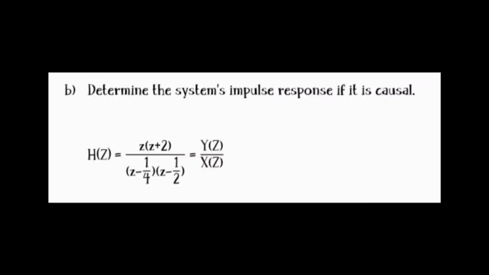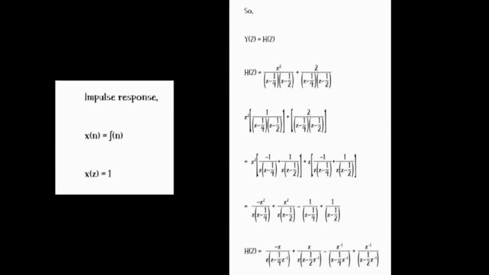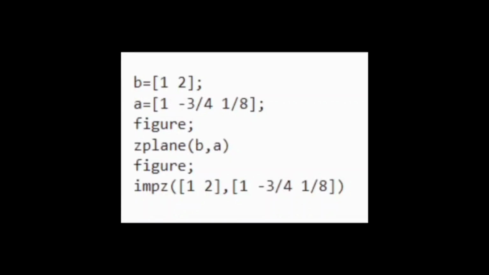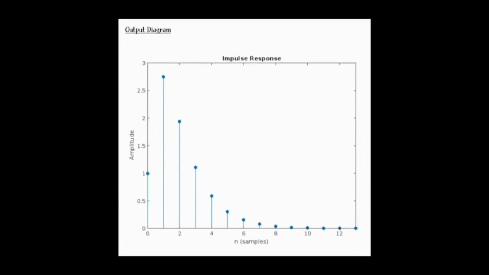For B, using the equation Hz can be used to determine the system impulse response if it is causal, by obtaining the equation Yz equal to Hz. Then simplify it until it becomes like this. Finally, convert it into an impulse response form. For the simulation, this is the MATLAB coding, and this is the output for the impulse response that we get from MATLAB.